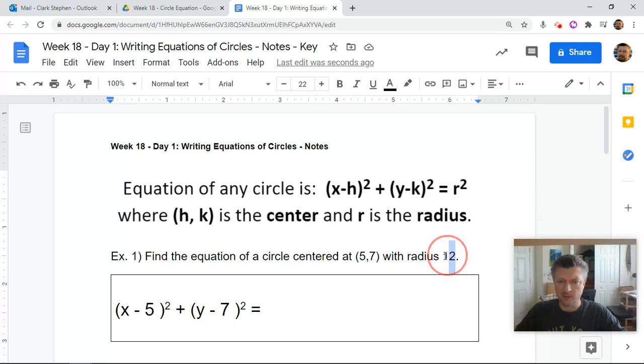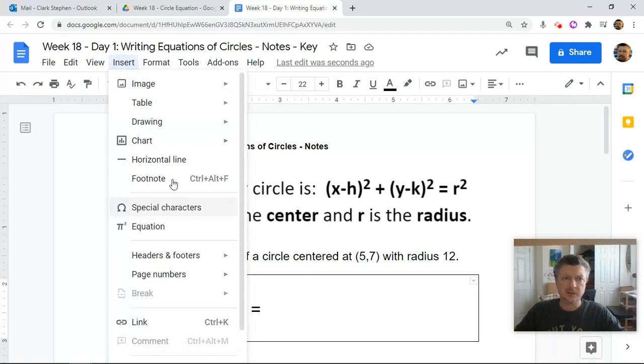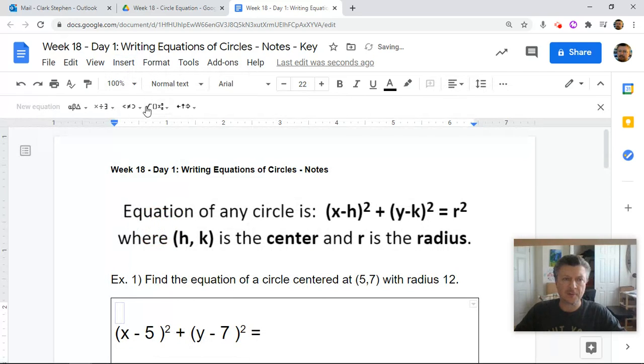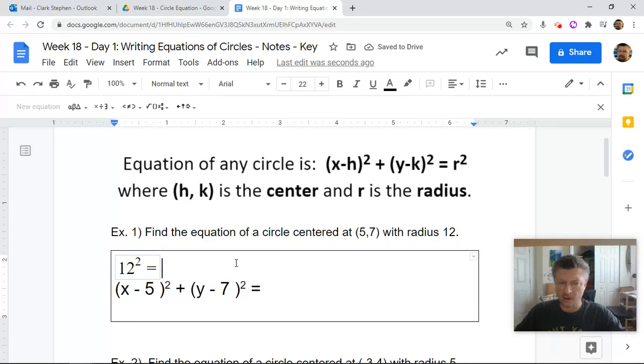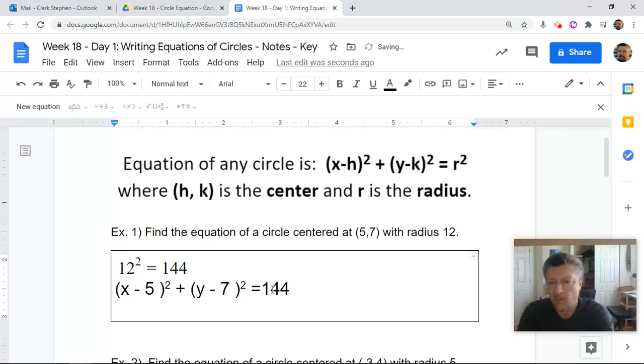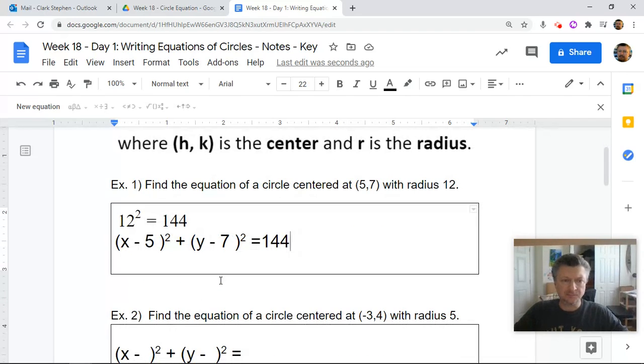And then the last thing is the radius. Now the radius is 12, but that's not what you're going to put at the end because it says r squared. Now remember 12 squared equals, what does 12 squared equal? That's 12 times 12, which is 144. So that's what you put at the end, 144. There's that one.